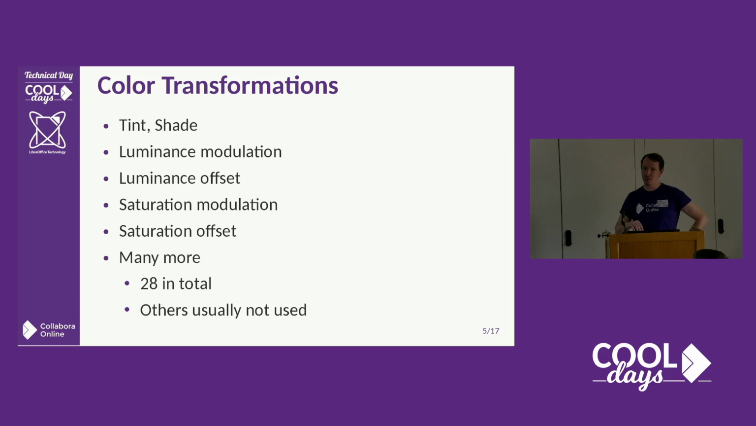So inside OOXML, sometimes tint and shades are used, sometimes luminance modulation and luminance offsets are used. I don't know why Microsoft Office uses it like this, but it's complicated. I think that in Impress we use luminance modulation, but in Writer we use mostly tints and shades.